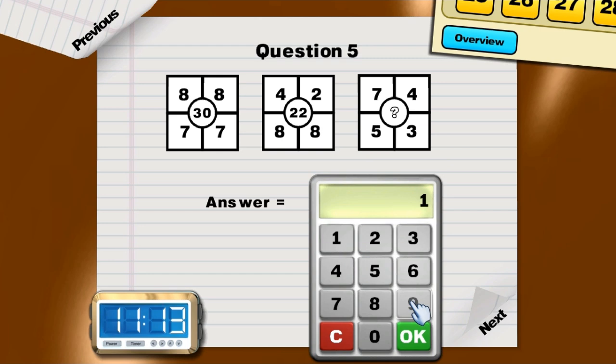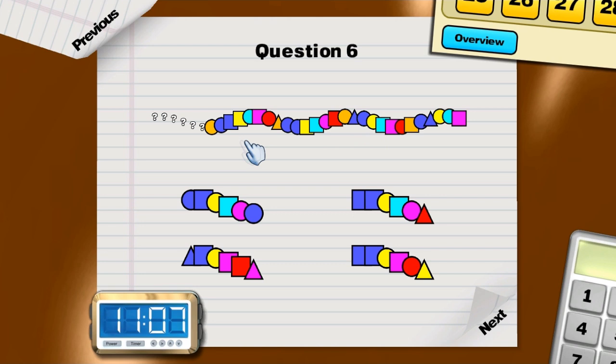They get a lot harder, by the way. This one is a pattern recognition. It's very tricky, especially when you're trying to sort the start of the pattern. Your best bet is to look through and spot the pattern.